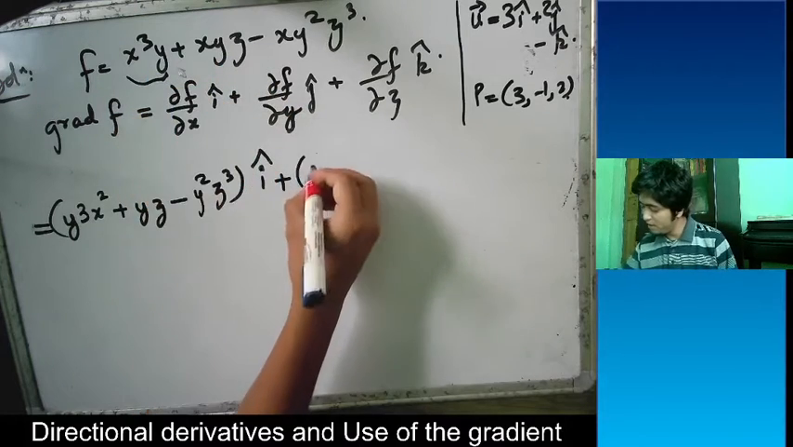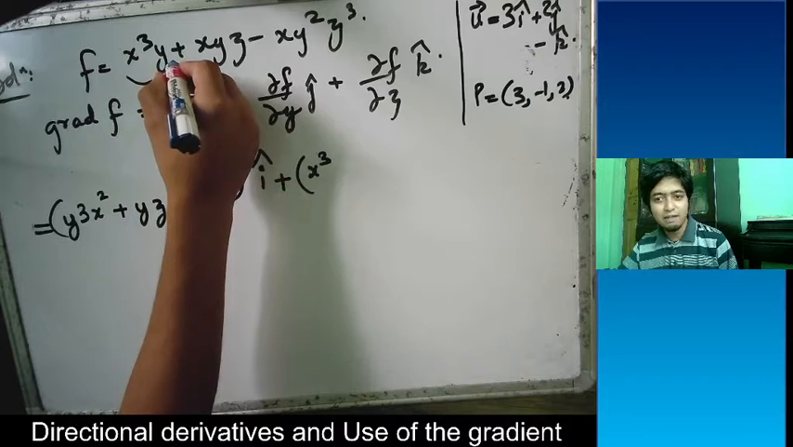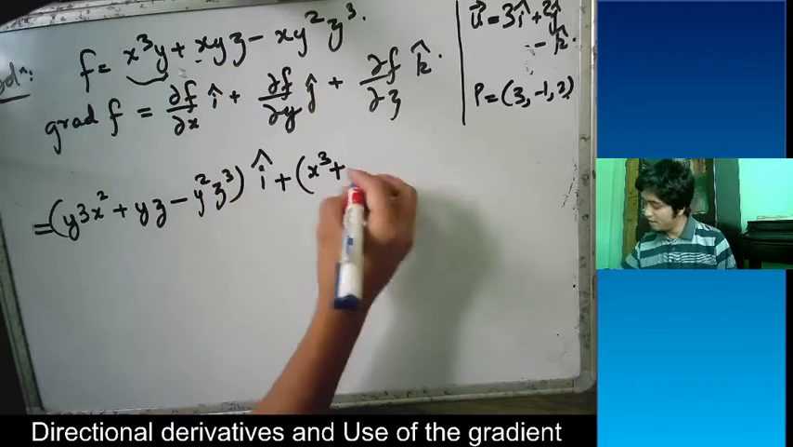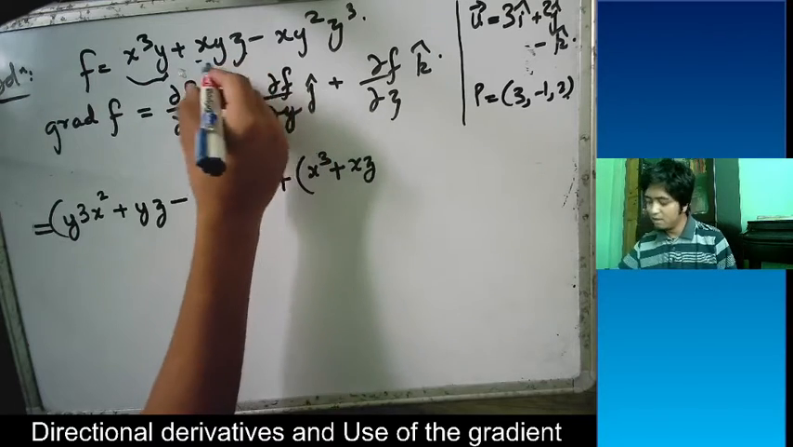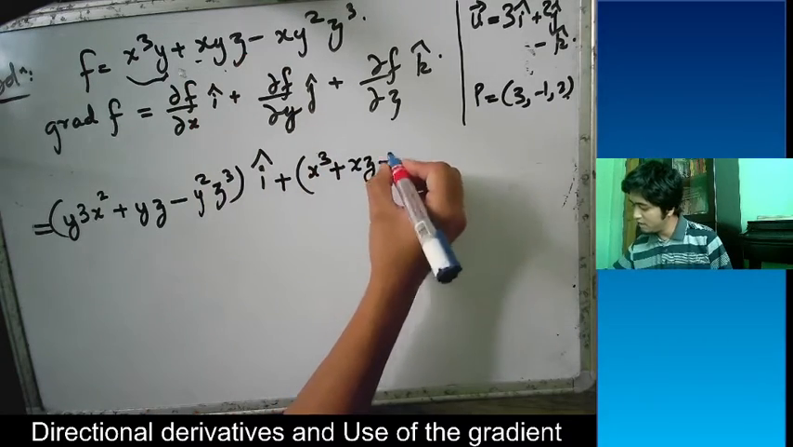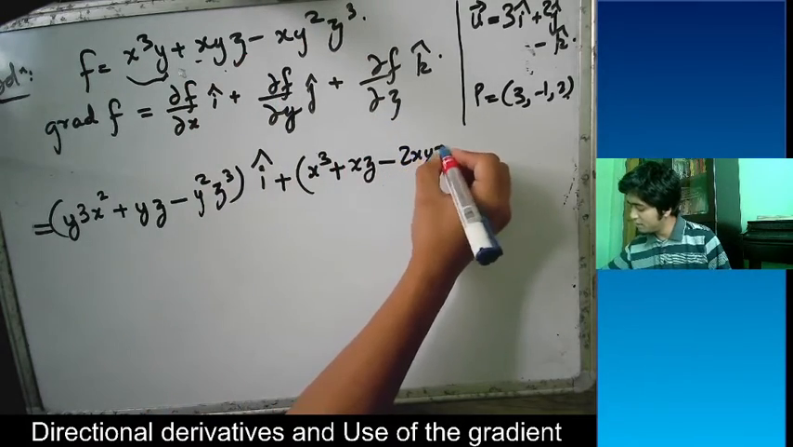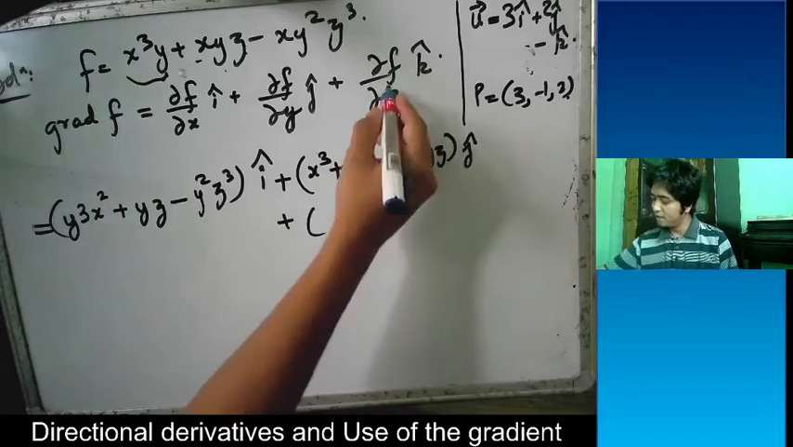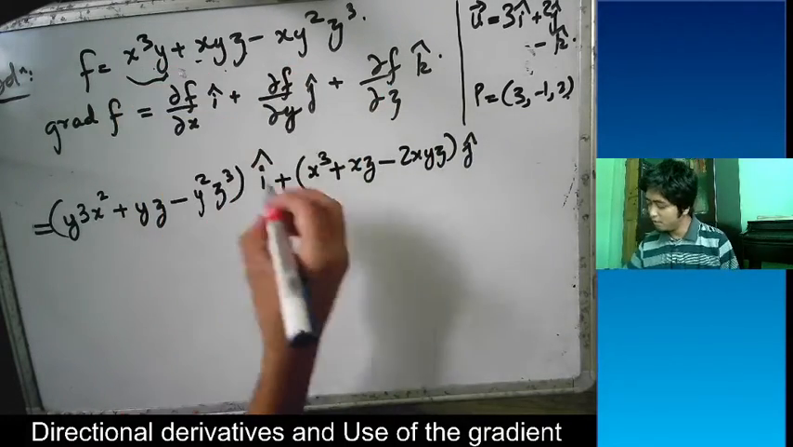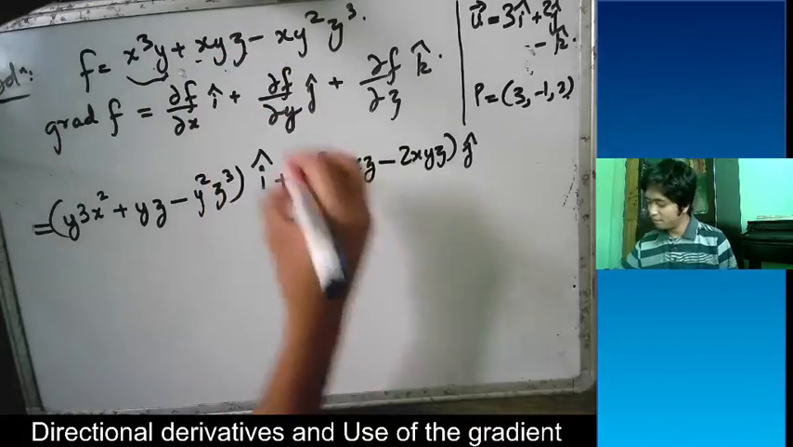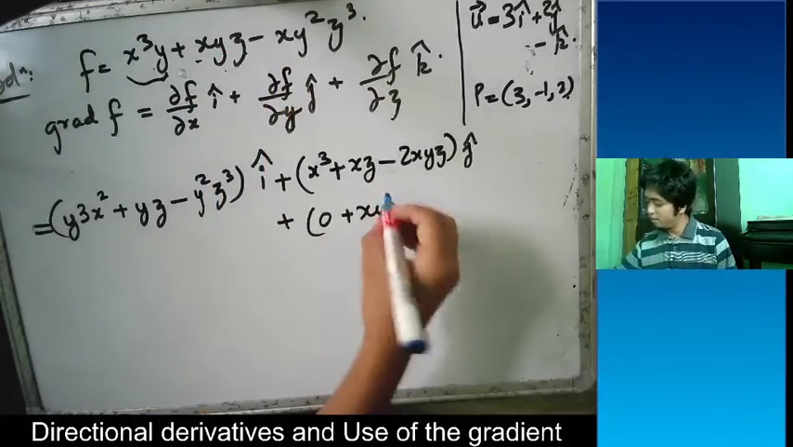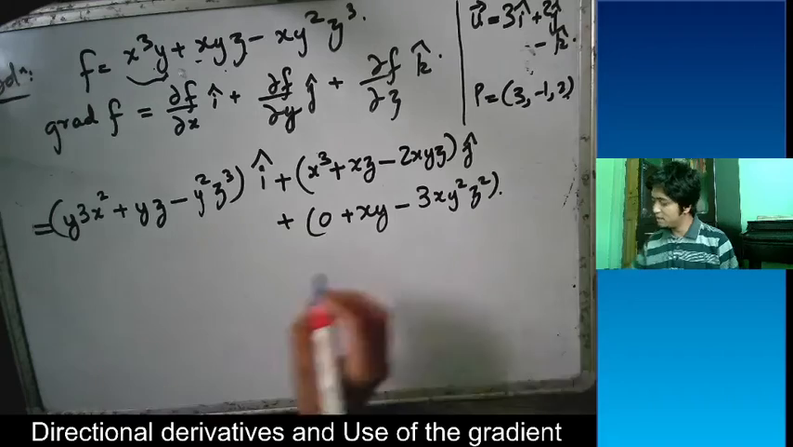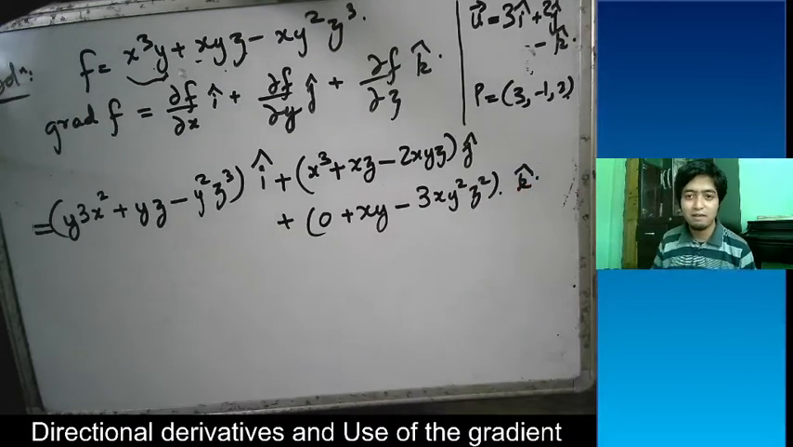Differentiate this one with respect to y. X cubed, differentiation of y is 1. So plus xz, they are constants, and differentiation of y will give you 1. And over here you will have minus 2xyz j, and plus del f del z k. Del f del z: differentiate this one with respect to z. Over here we will be getting 0, xy, and then minus 3xy squared z squared. So this is the direction, the gradient.